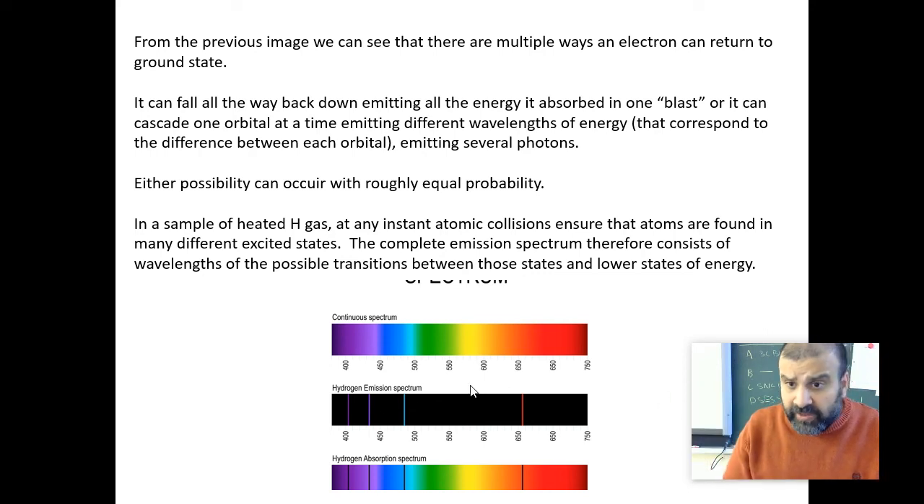A cloud of cool hydrogen gas is struck by a continuous spectrum of radiation from a star. So the atmosphere of a star is struck by the radiation of that star from its core. The hydrogen gas in the atmosphere is going to absorb those energy levels so that electrons can get excited. And in absorbing those energy levels, we see these missing bands that correspond to exactly what would be emitted.